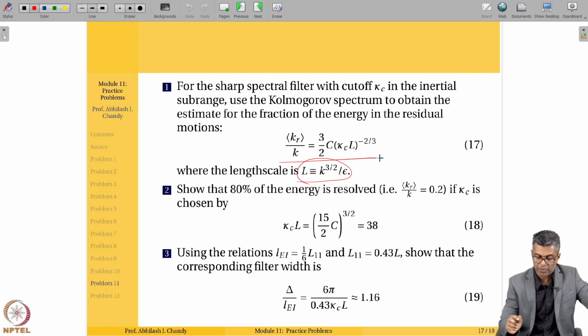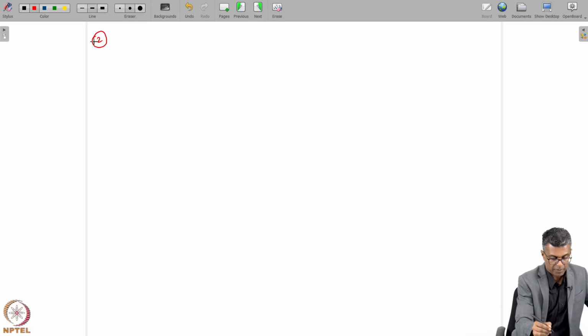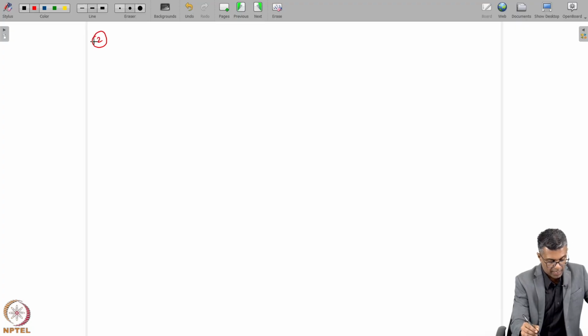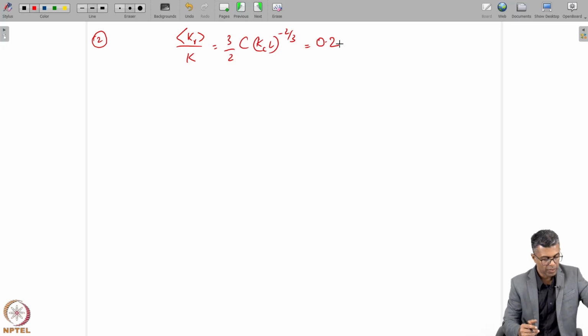Let's look at what the second part is. Show that 80% of the energy is resolved, as in kr over k is 0.2, if kappa c is chosen by this. Let's see how to work that out. So the second part is I want to see now kr over k, as I had proved earlier, is 3/2 c kappa c L to the minus 2/3. Now what I know is this is equal to 0.2, because only 20% is unresolved, right?